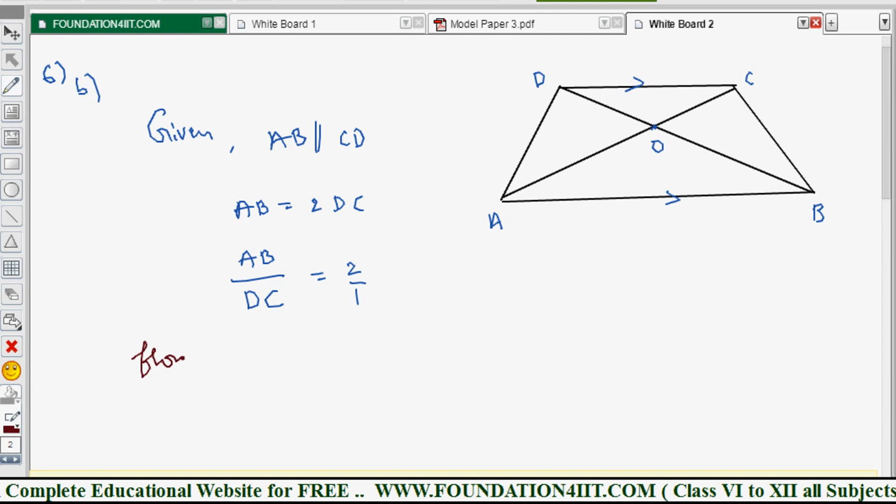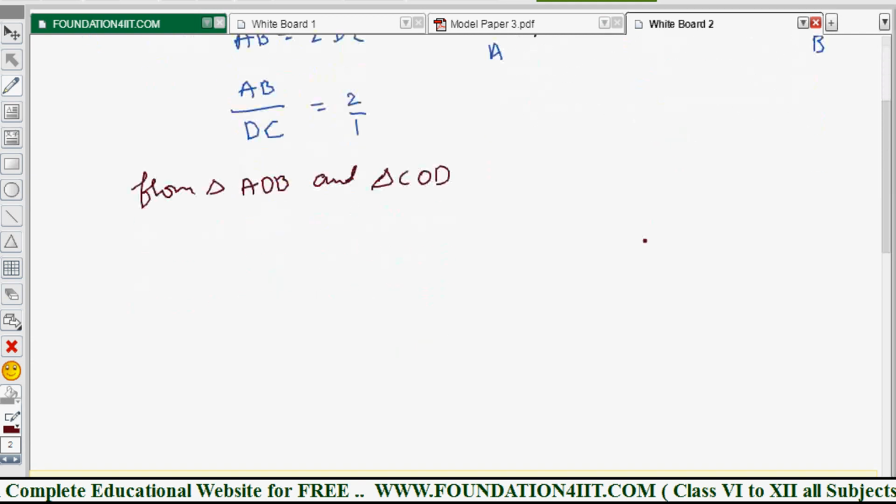Now we'll prove these 2 triangles are similar. Then from triangle AOB and triangle COD, these 2 are vertically opposite angles, angle AOB and angle DOC. And because these 2 lines are parallel, these 2 are alternate interior angles, and the other 2 are also alternate interior angles. If 2 angles are enough, the 2 rules you take. So angle AOB is equal to angle COD. These both are equal because of vertically opposite angles.